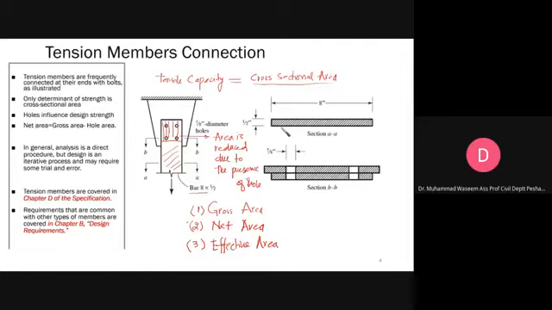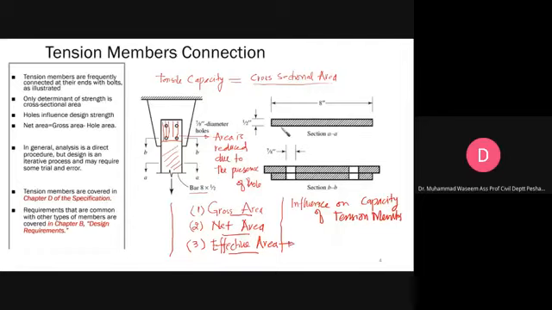So up to here, we have discussed that cross-sectional area has a very strong influence on the capacity of tension members. So what are the different types of areas? We have gross area, we have net area, we have effective area.